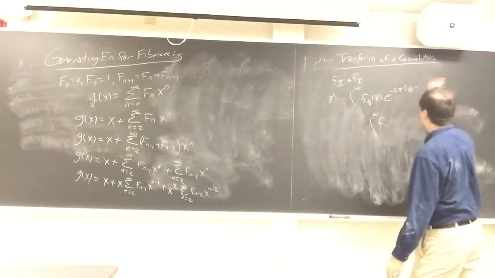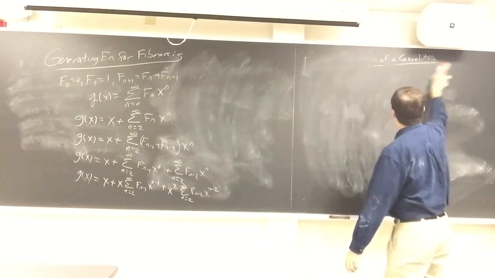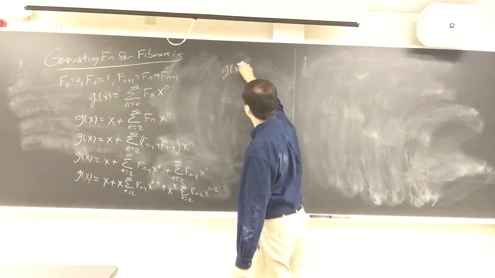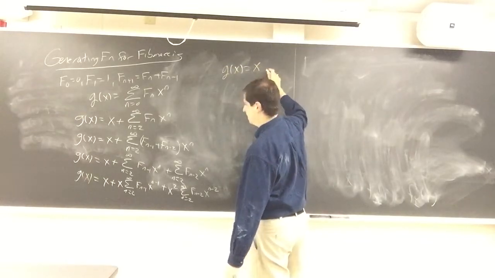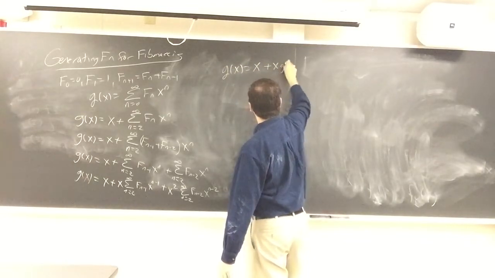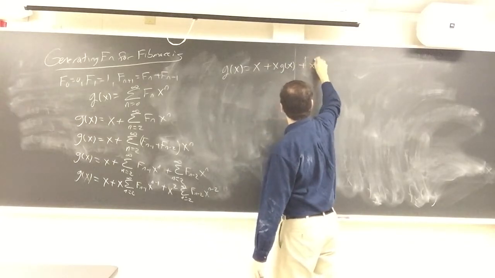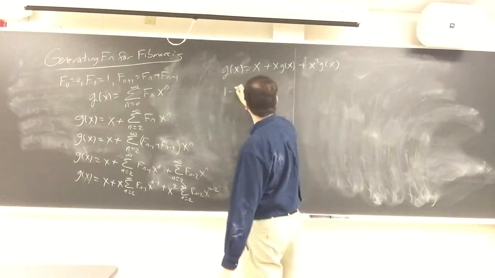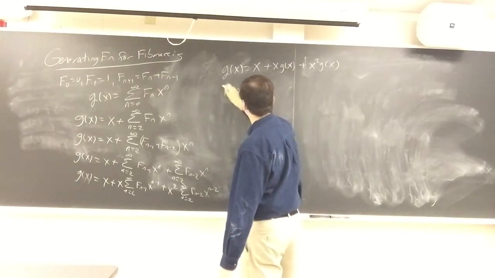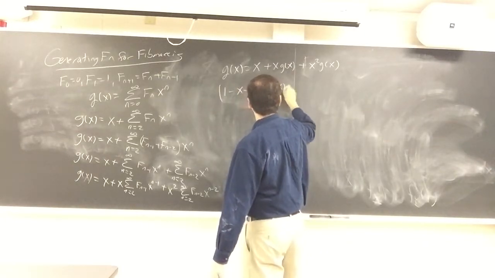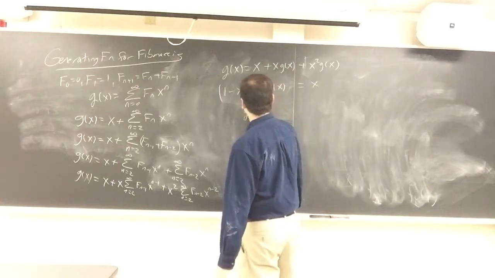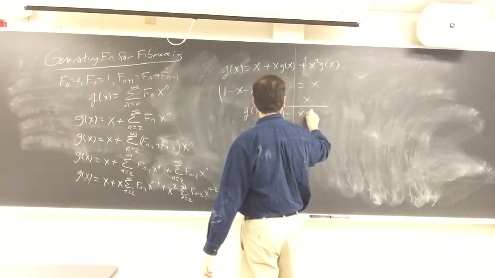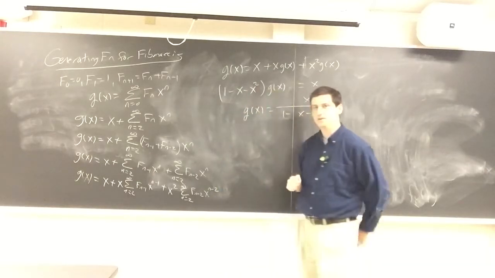So what I get now is a relation for g(x). I have g(x) on the left-hand side, and I have weighted combinations of g(x) on the right-hand side. So we have g(x) is x plus x g(x) plus x squared g(x). So (1 - x - x^2) g(x) equals x. So g(x) equals x over 1 - x - x^2.